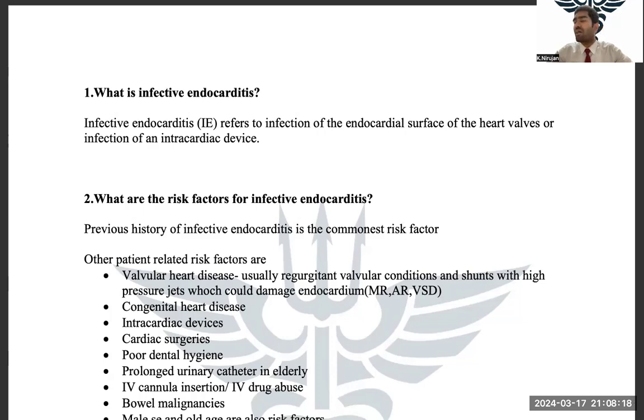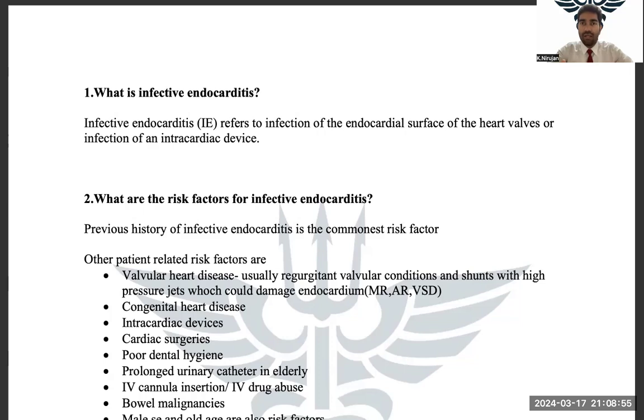There are other risk factors. The others are valvular heart disease. It might be difficult for you to memorize, but certain questions are targeted on these. When you have a high pressure jet, that jet would hit the endocardium and damage it. So the easy way is, whatever the valvular condition or congenital heart defect which gives rise to a high pressure jet would predispose to infective endocarditis. For example, MR, AR and VSD produce a jet, so they are more prone to get infective endocarditis. If you have those lesions, you are at risk of infective endocarditis.